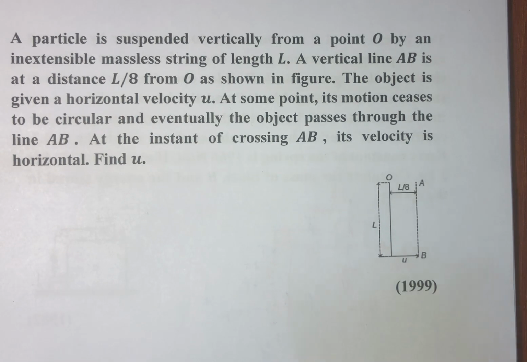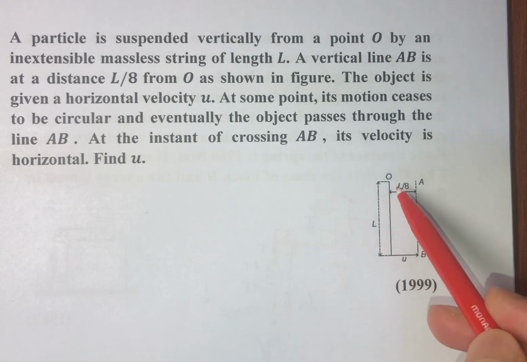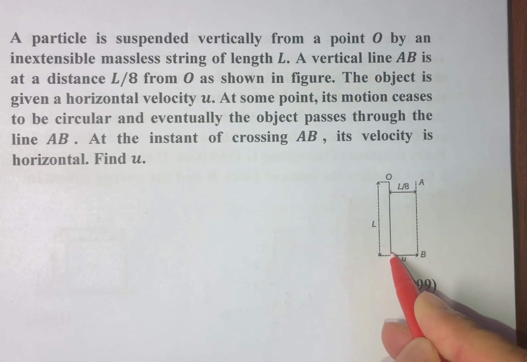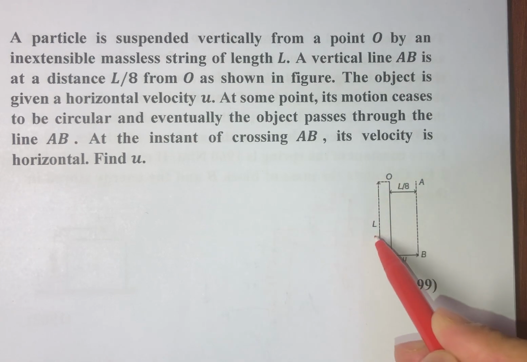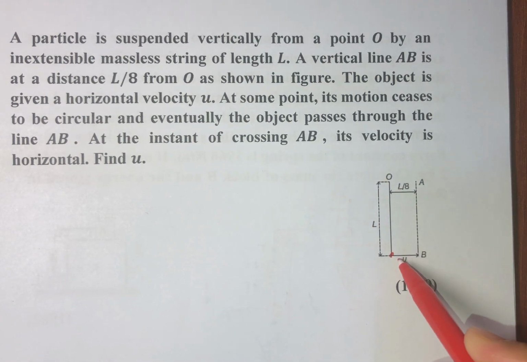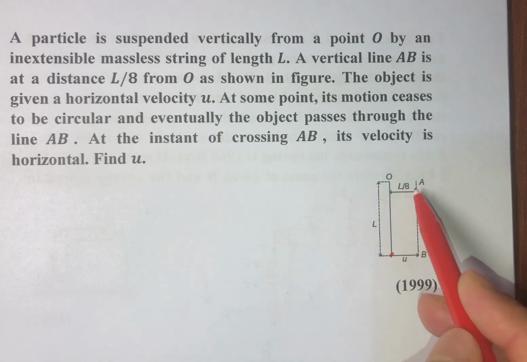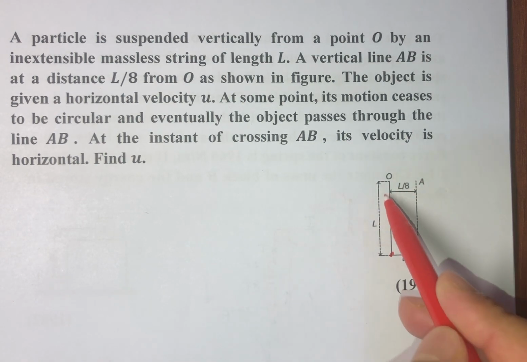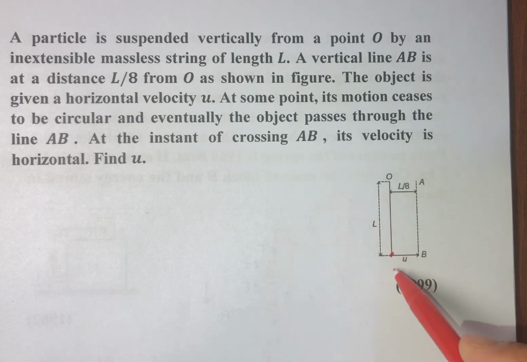So this is a basic figure. We have a particle which is suspended with a string whose length is L and it is given horizontal velocity U, and this is line AB which is at a distance L by 8 from this string when this string is vertical. So let us draw the figure according to the question.